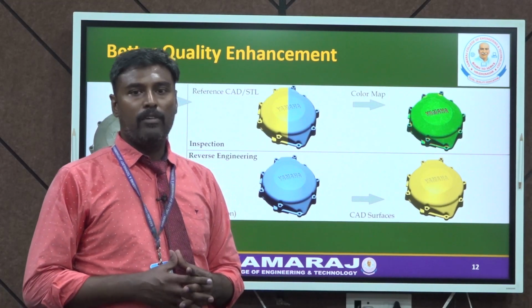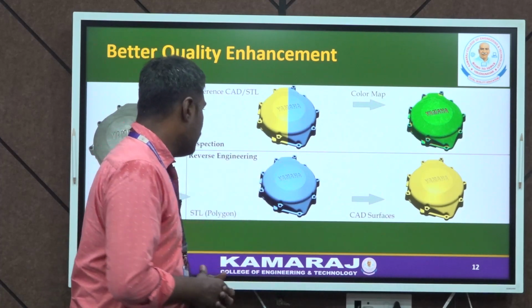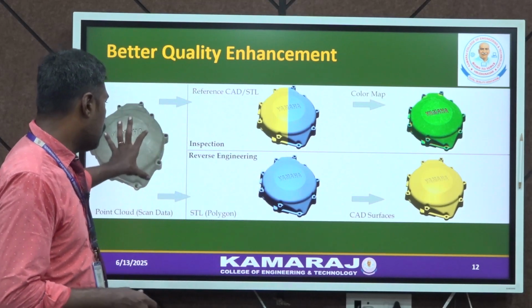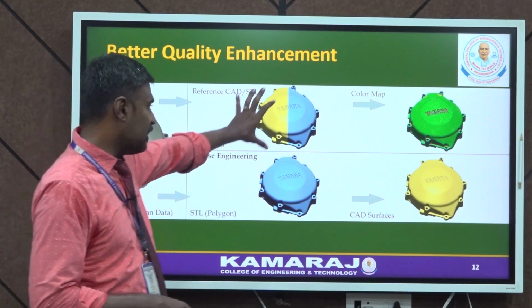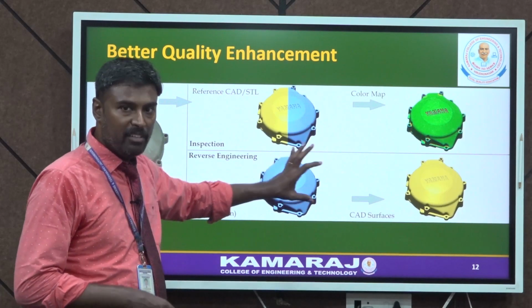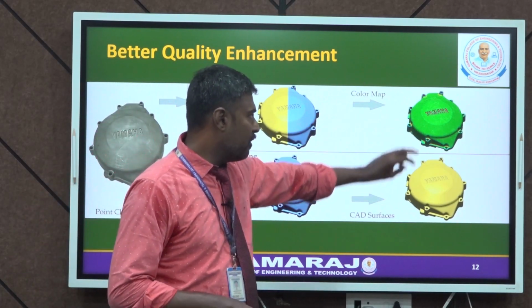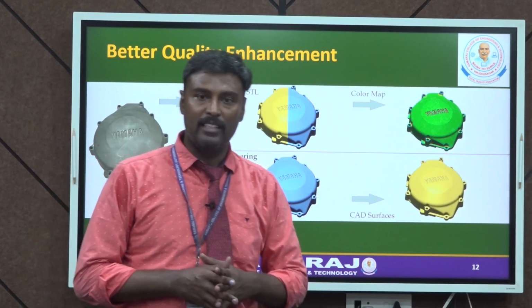Again, I will confirm to you that the automotive sector uses reverse engineering for quality enhancement. So this is one of the automotive components. This is the actual CAD model that we have, and this is the scanned model which is done through reverse engineering. We have to superimpose them and get the color maps. Using this color map, we can see the deviations in the tolerance.